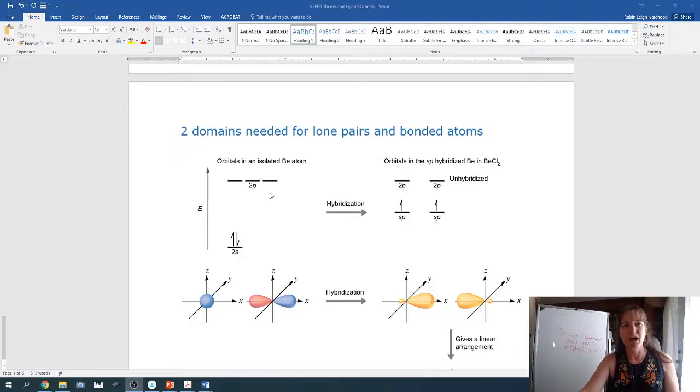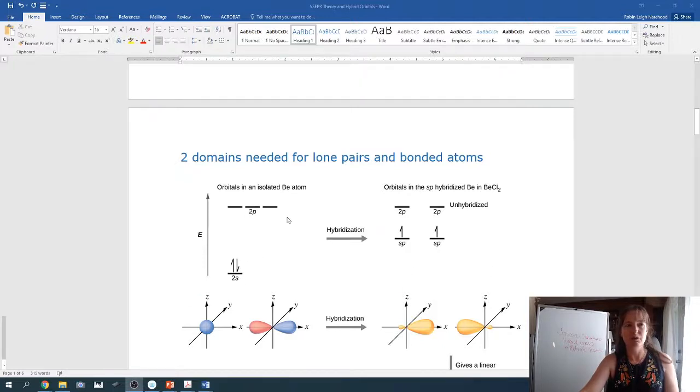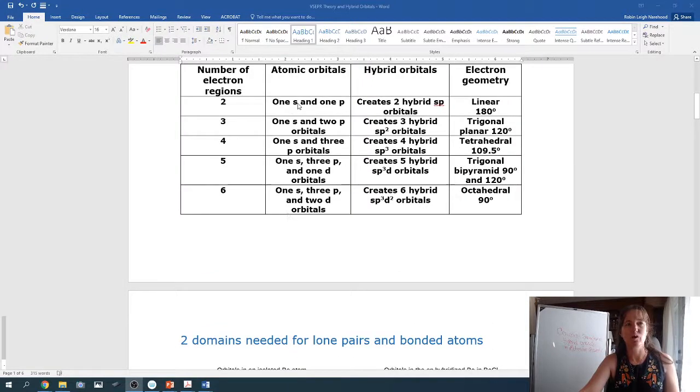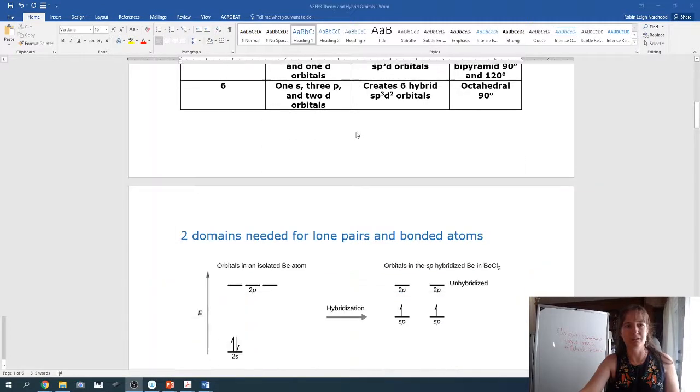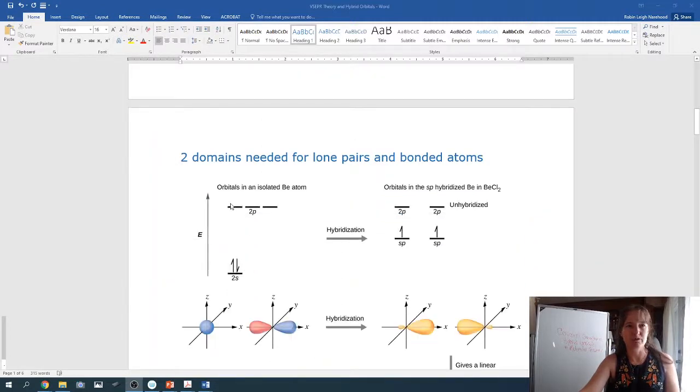But then if they hybridize, if it needs 2 domains, you need 1 s orbital and 1 p. And so the s orbital and one of these p's form a hybrid, and there are 2 new orbitals created. Both of those are called sp. And then there are 2 p orbitals left over. So it started with 4 orbitals, and it still has 4 orbitals. 2 of them are the hybrid orbitals, and 2 of them are unhybridized.